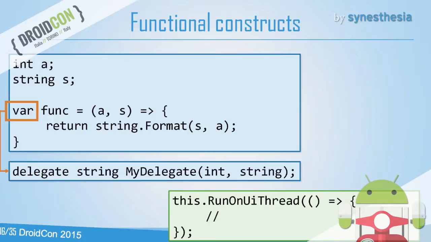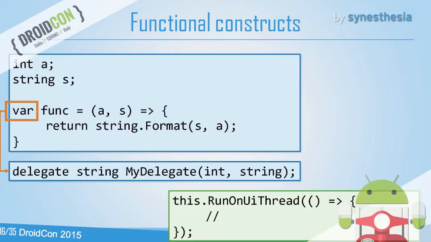So C# has this notion of delegates. A delegate is just some kind of, let's say, a first-order type in the language that expresses a function. Some kind of functional construct. In this case, this is a lambda function, and as you can see, it takes two parameters, a and s, an integer and a string, and does something, returning another string.